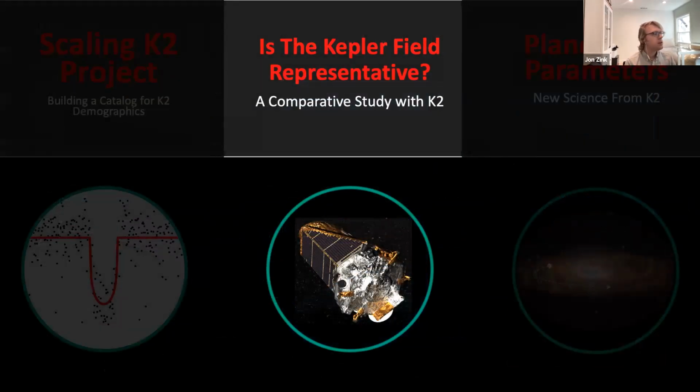Okay, so I've talked about the Scaling K2 project. We now have a homogeneous catalog of planets. The next step is we want to start doing some demographics on this catalog and think about what exciting science we want to carry out now that we have our uniform sample.